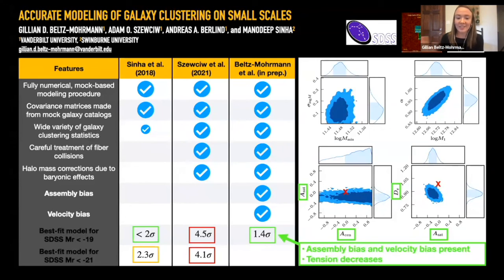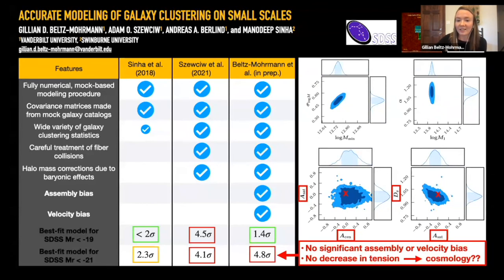Slide. So after doing this, what I have found is that for the lower luminosity sample of galaxies, I detect both assembly bias and velocity bias to some degree, although assembly bias is very difficult to constrain. But ultimately, adding these new features to our halo model leads to a significant decrease in tension, and now our best fit model is in good agreement with the clustering of lower luminosity galaxies.